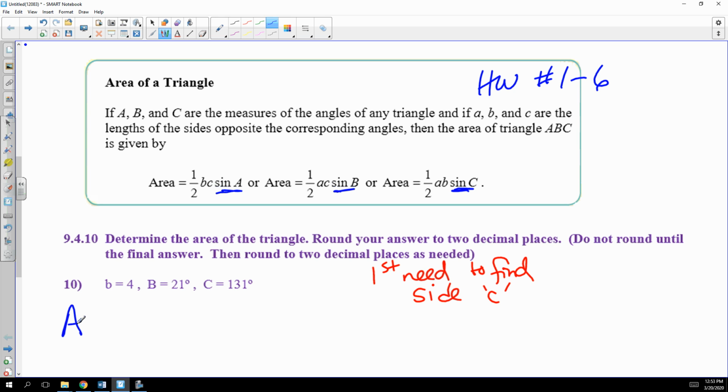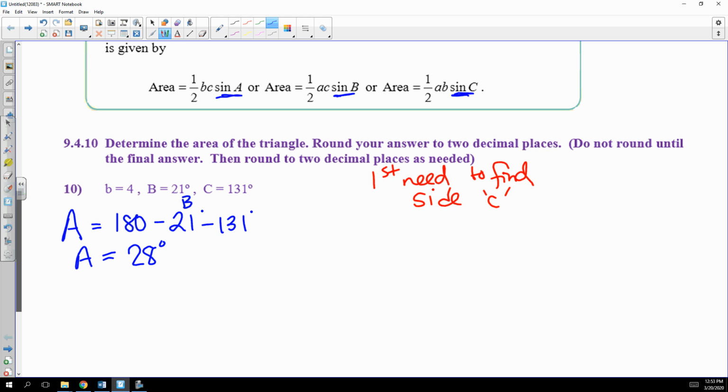So first thing I'm going to do is I'm going to find angle A. Remember that that's going to be 180 minus angle B, which is 21, and minus angle C, which is 131 degrees. So that's going to be that the measure of angle A is 28 degrees. Once we have the measure of angle A, we get the measure of side C, so I guess technically this should be second, okay? We're going to need side C.